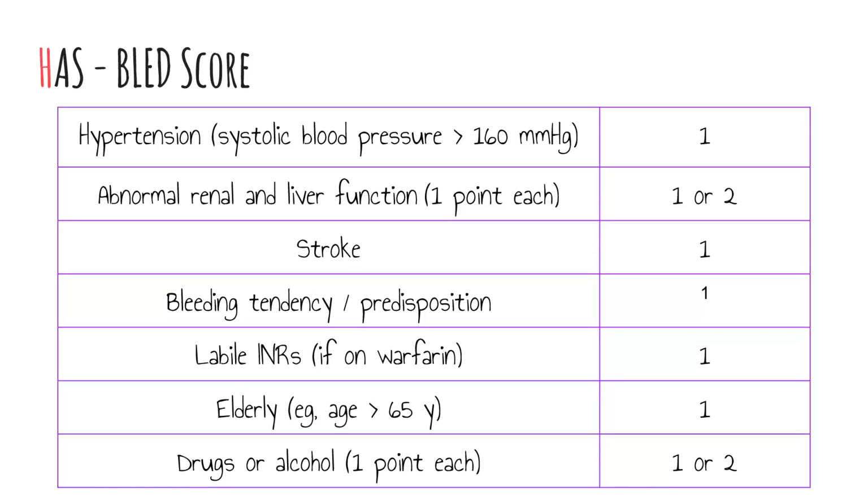If the patient is already on warfarin, is the INR up and down all the time? You can't get a stable INR in this patient. Patients who are over 65 years of age, that is elderly patients, and those who are taking some form of drugs or alcohol. Each of these scores a point again. The maximum number of points you can score in this HAS-BLED scoring system is 9.